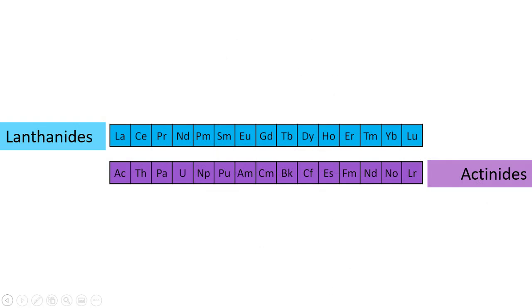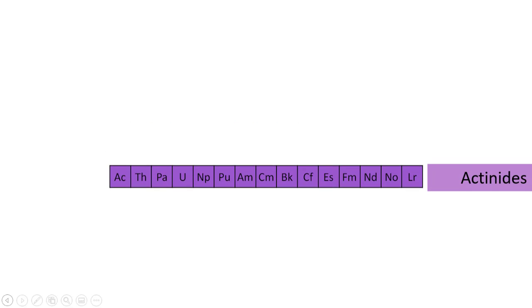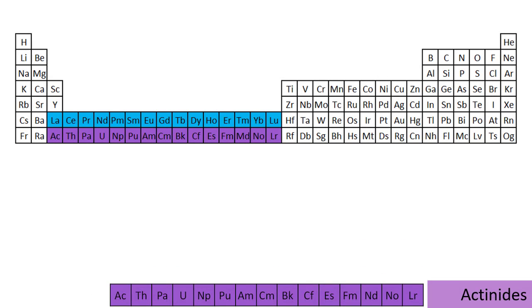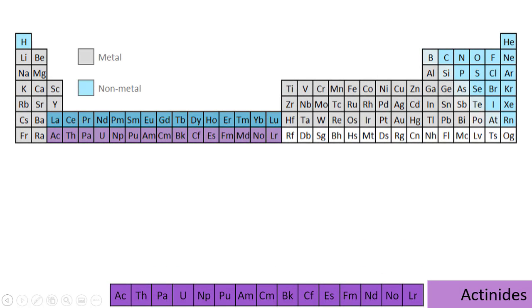Okay, now let's say something about the actinides. Firstly, like the lanthanides, they are all metals, being sandwiched between the metals of the S block and the D block. That fits with our expectation.